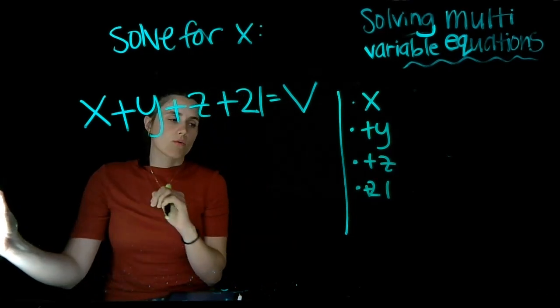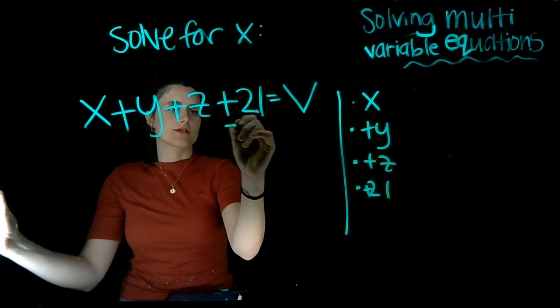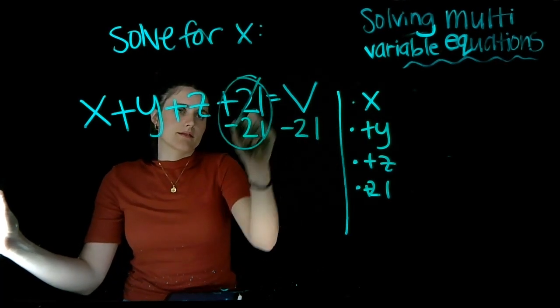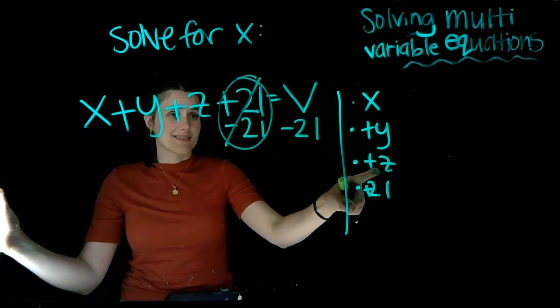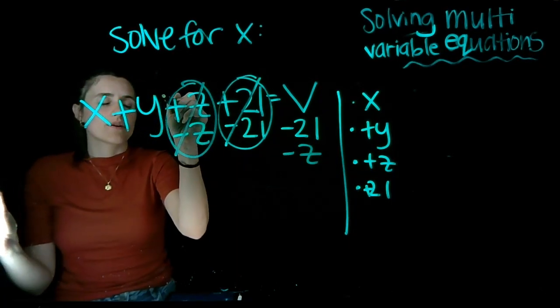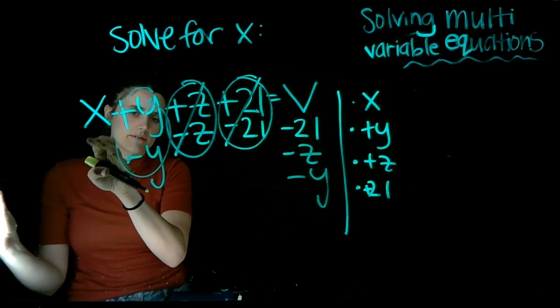So we are just going to work backwards from this step. First, we are going to do the opposite of adding 21, which is subtracting 21. Subtract 21 from that side, and this becomes 0. And then we are going to subtract z, and then this becomes 0. And then I have to subtract z from this side as well. And then we will subtract y from both sides. This becomes 0.